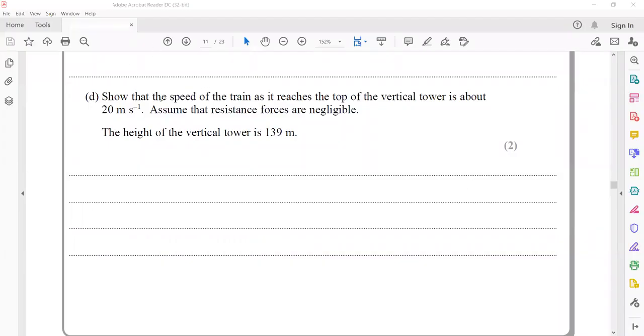So the next part shows that the speed of a train as it reaches the top of a vertical tower is about 20 meters per second. So basically what we assume initially, it will have a kinetic energy, and that kinetic energy is transformed into potential energy. So the decrease in kinetic energy is equal to the gain in potential, or we can say kinetic energy is equal to potential.